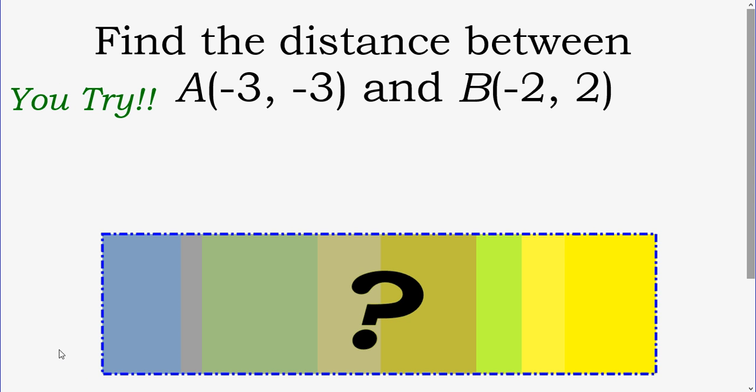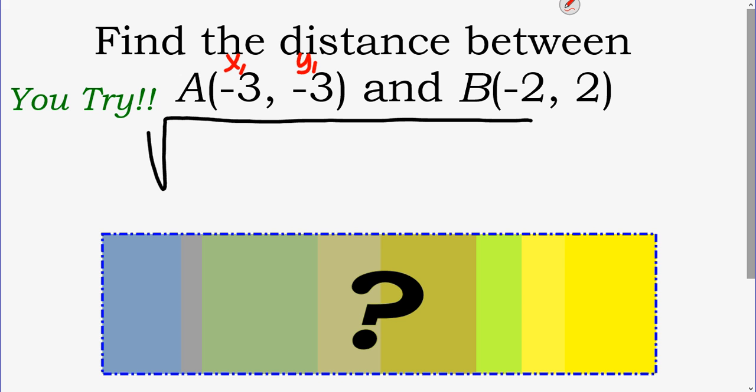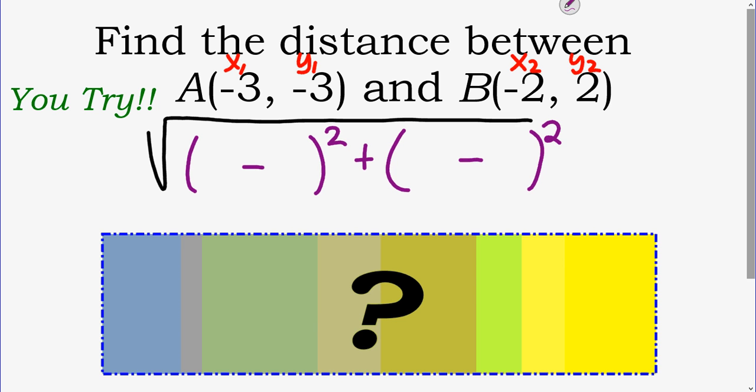Alright, let's do this one because it has a lot of negatives. So the square root of, let's label our points first. So x1, y1, x2, y2. So the difference in the x's, quantity squared, plus the difference in the y's, quantity squared. So x2 is negative 2 minus x1, which is negative 3. And then the difference in the y's. y2 is 2 minus y1 is negative 3. Notice I'm subtracting a negative, so make sure that you don't drop any negatives there.